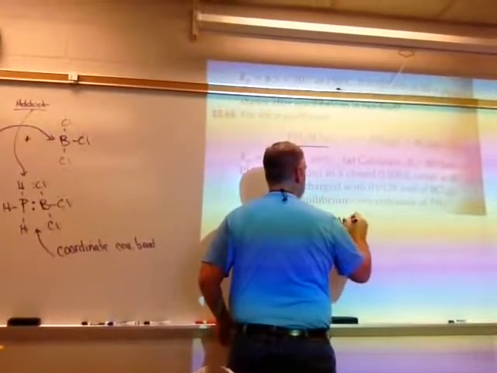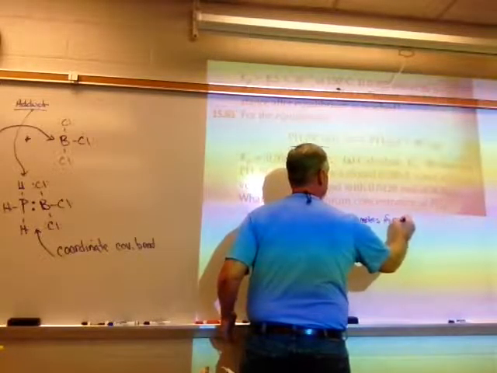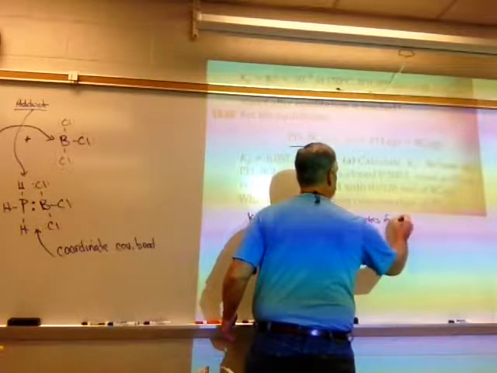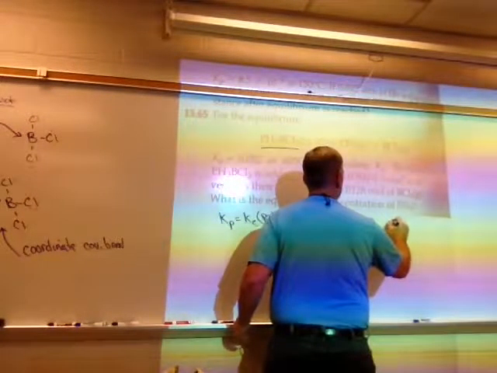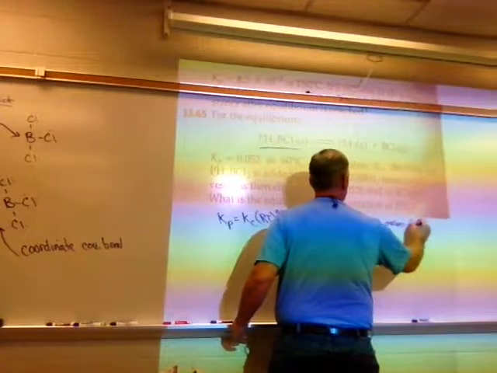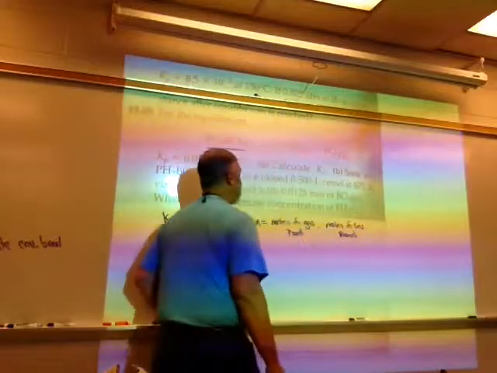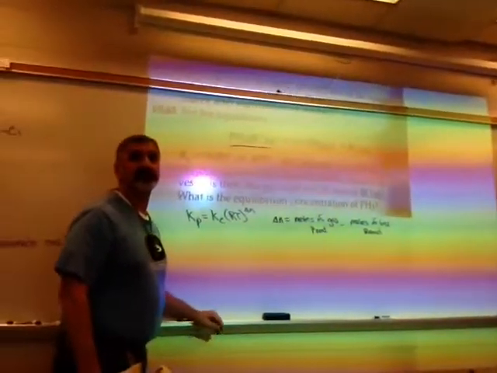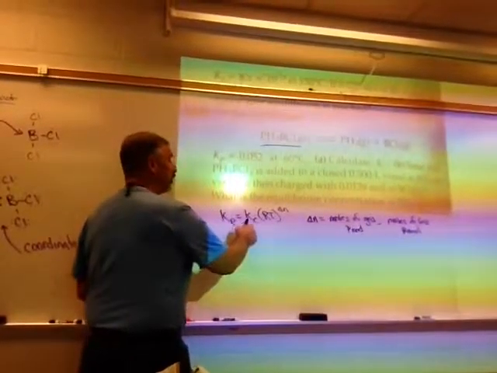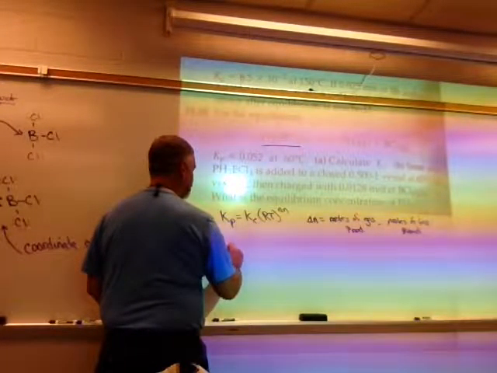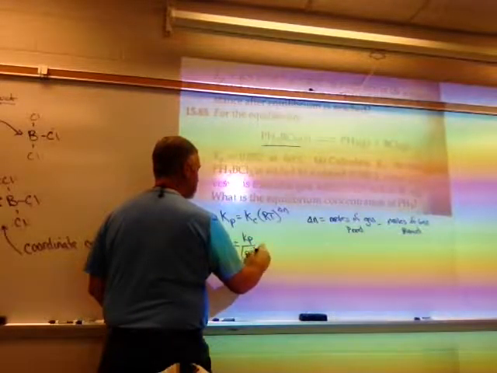Delta n is equal to moles of gas products minus moles of gas reactant. And again, that was even given on the equation sheet, what delta n is. So, if we want Kc, Kc is going to equal Kp divided by RT raised to the delta n.